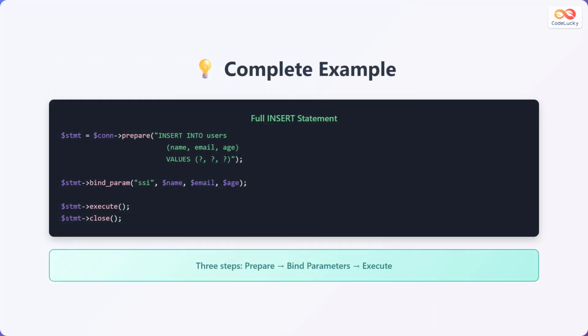This slide shows a complete example of an insert statement using prepared statements. The prepare method prepares the SQL query. Placeholders are used for the name, email, and age. The bind param method associates the variables with the placeholders and specifies the types of the parameters. Here, S denotes a string and I denotes an integer. The execute method executes the prepared statement, and finally, the close method closes the statement, freeing up resources. So there are 3 steps: prepare, bind parameters, and execute.